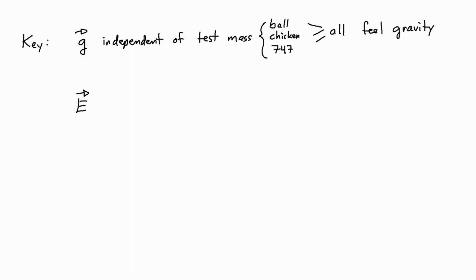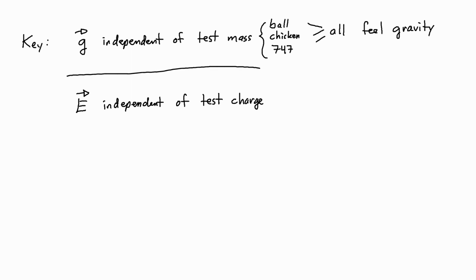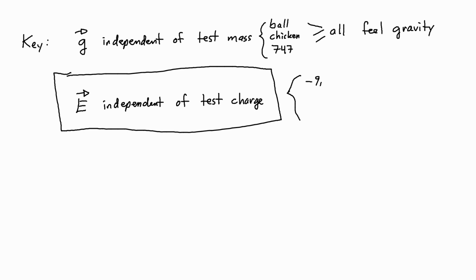Similarly, and this is another key thing that many students have trouble with, the electric field is independent of the test charge. So if I set up an electric field with a certain value in terms of newtons per coulomb, I can take lots of different charges. I could have a negative 9 microcoulomb charge. I could have a positive 15 nanocoulomb charge. I could have a positive 1 coulomb charge. All of these feel the same electric field.